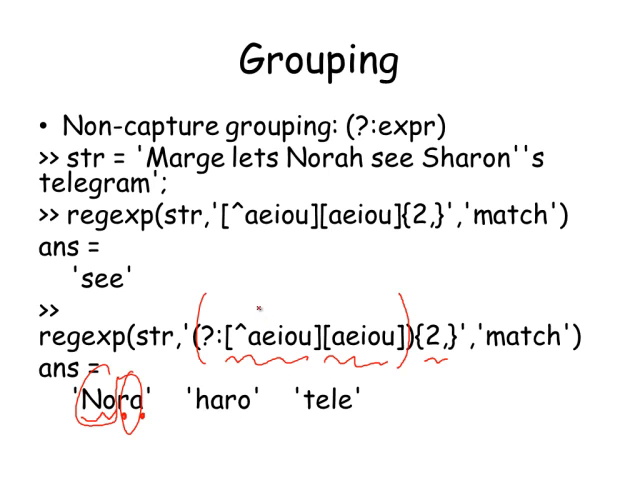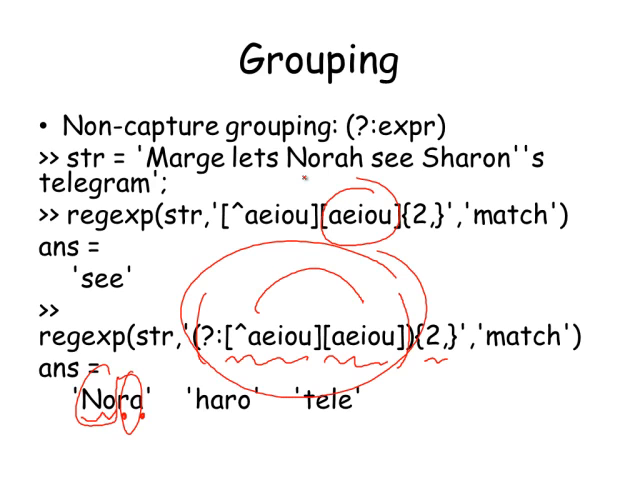So you want to repeat this entire pattern twice instead of just the vowel itself. So that's going to give you a different behavior. Where we just repeated the vowel itself, you got consonant, vowel, vowel. When we repeated this entire thing, we are repeating consonant, vowel as a single block. So you get consonant, vowel, consonant, vowel. Make sense?